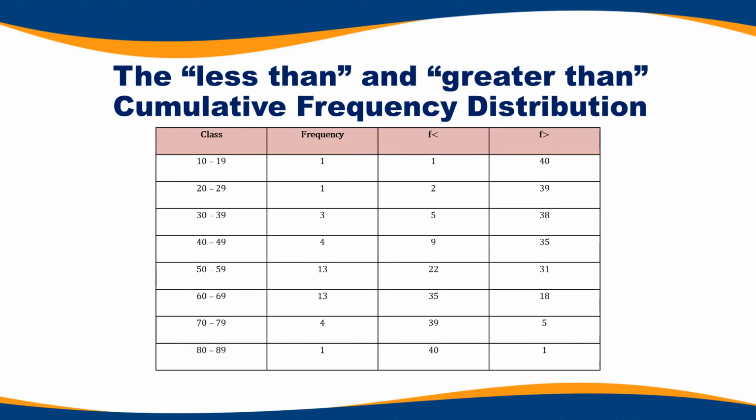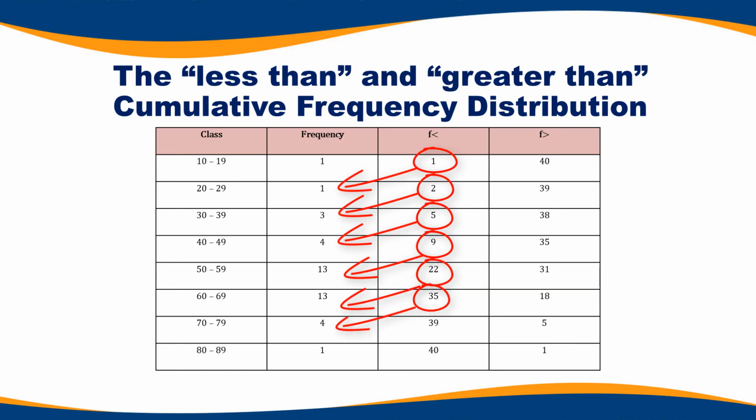So makikita mo dun sa frequency less than, since on the table the lowest class is located on the top, which is 10 to 19, we add the frequencies such as 1. So we have 1 on the third column. Then 1 plus 1 is 2. So we have 2. 2 plus 3 is 5. 5 plus 4 is 9. 9 plus 13, yung frequency ng 50 to 59, 22. 22 plus 13 is 35. 35 plus 4 is 39. And 39 plus 1 is 40.